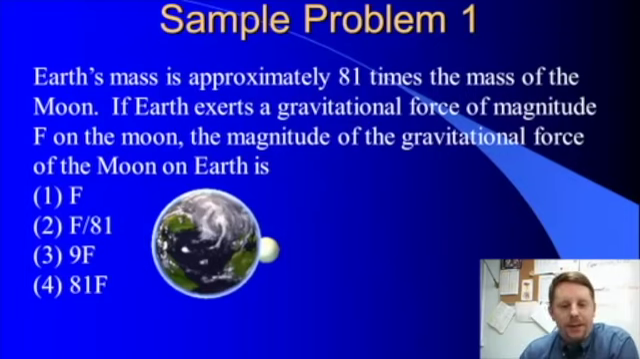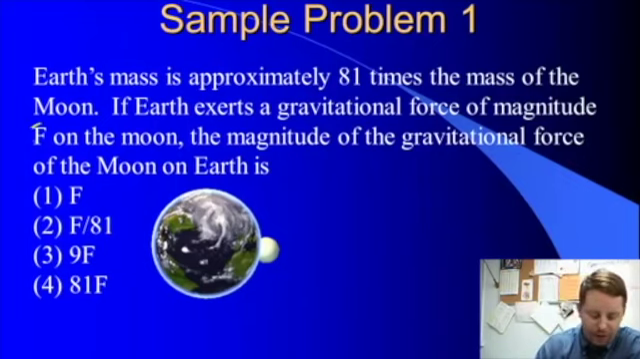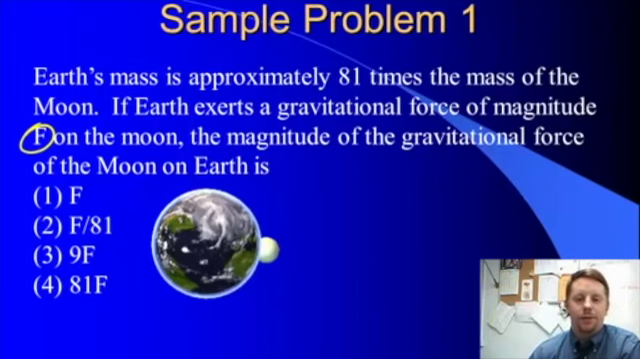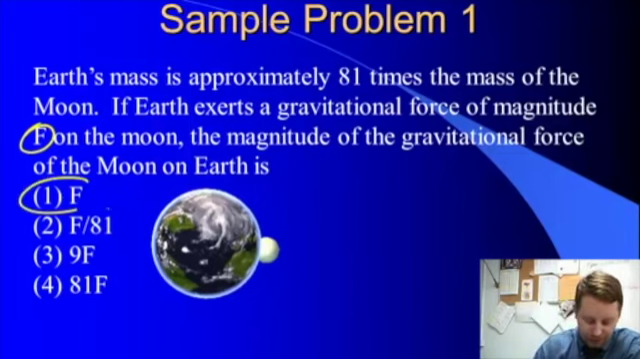So let's take a couple sample problems. The Earth's mass is about 81 times the mass of the Moon. So if the Earth exerts a gravitational force of magnitude F on the Moon, the magnitude of the gravitational force of the Moon on the Earth is, well, this is a really straightforward Newton's third law problem. If the Earth exerts a force on the Moon of F, the Moon must exert a force back on Earth of F, just in the opposite direction.